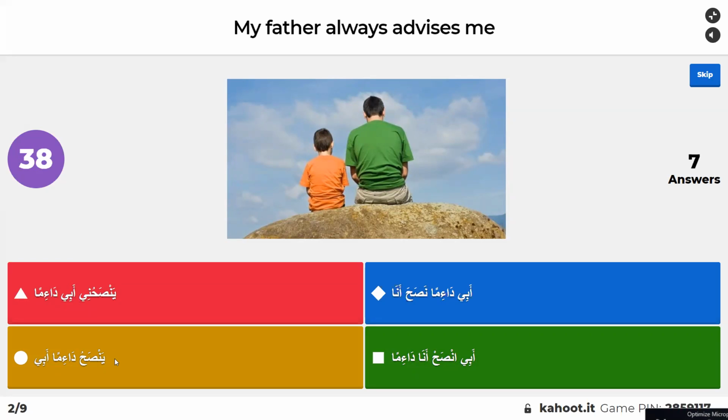My father always advises me. How do you say this in Arabic? Blue is abi da'iman nasaha ana. Red: Yansahuni abi da'iman. Green: Abi insah ana da'iman. Orange: Yansahu da'iman abi. 15 seconds to go. You need to be quick. 10 seconds to go. 5 seconds to go. Time is running out. You need to mark the answer now. Last person.